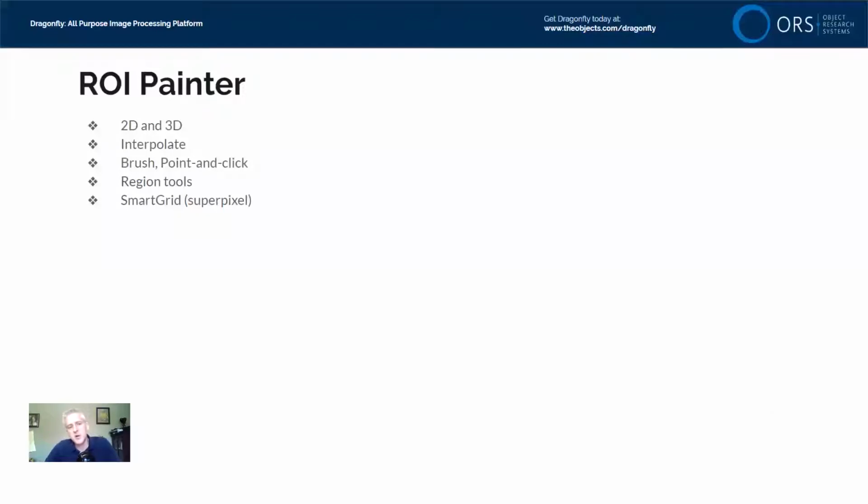We're going to see how you can use ROI Painter to do 2D and 3D segmentation, working in both the 2D and 3D views. We are going to give a very brief reference to a feature on the ROI tools palette called Interpolate. We're going to see a lot about the brush tool and the point and click tool. We're going to see some region tools for selecting regions at a time. We're also going to see the SmartGrid tool, which is another painting or brush technique, but it uses something called superpixels.